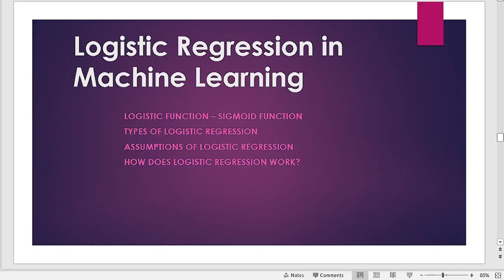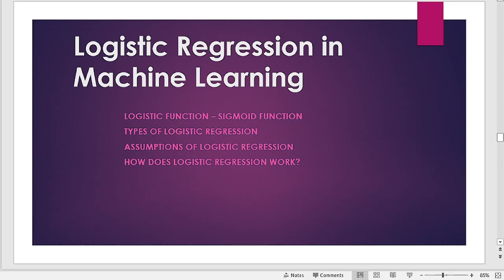Next question. Logistic regression in machine learning. Logistic regression is used for binary classification, where we use a sigmoid function that takes the independent variable as input and produces a probability value between 0 and 1. Logistic regression predicts the output of a categorical dependent variable. Therefore, the outcome must be a categorical or discrete value. It can be either yes or no, 0 or 1, false or true, etc.